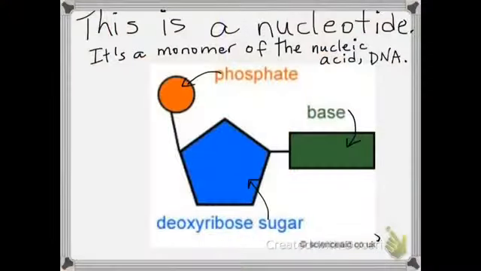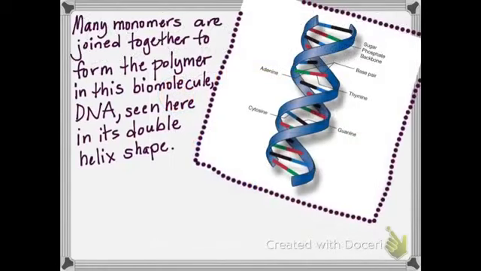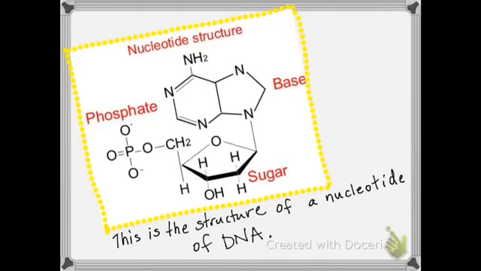Okay. This is a nucleotide. It's a monomer of the nucleic acid DNA. Many monomers are joined together to form the polymer in this biomolecule DNA, seen here in its double helix shape. This is the structure of a nucleotide of DNA. Notice the phosphate group, the base, and the sugar.